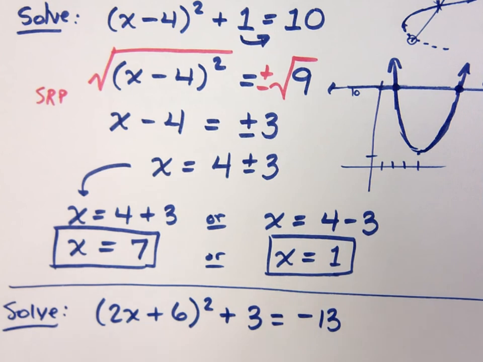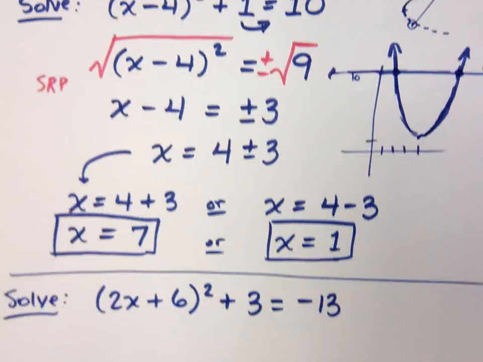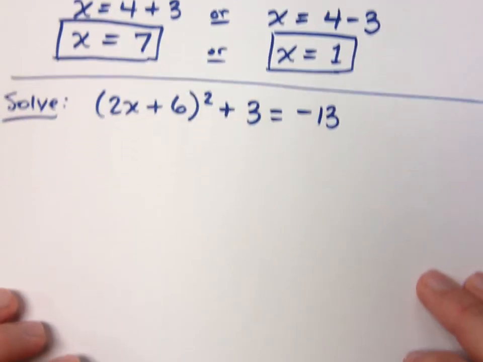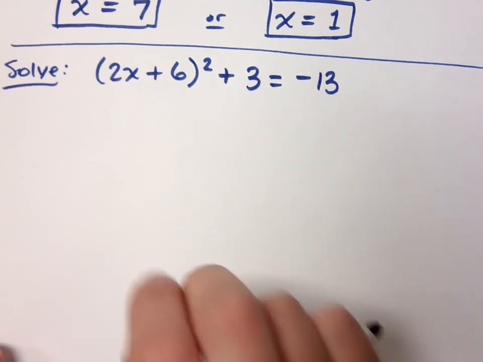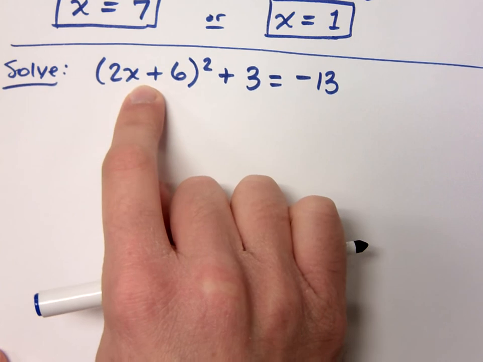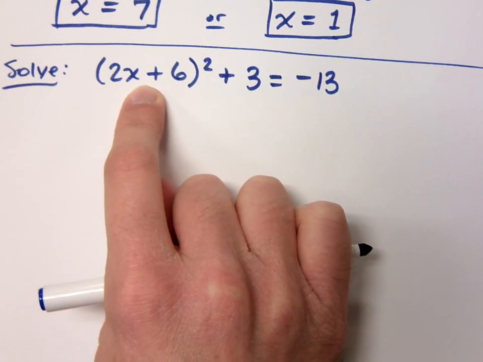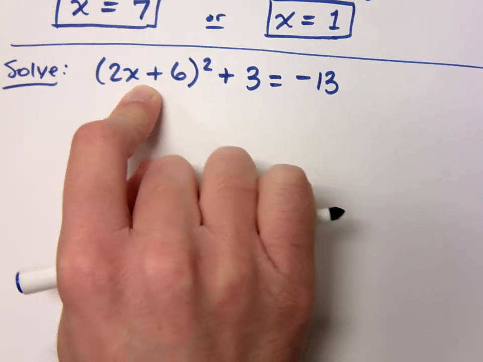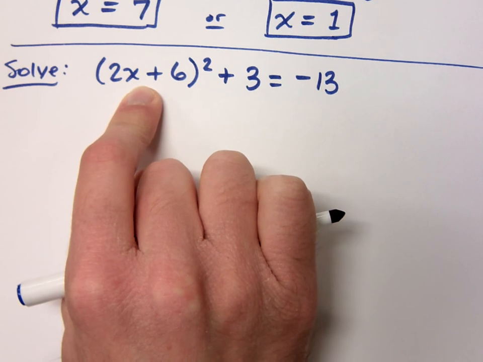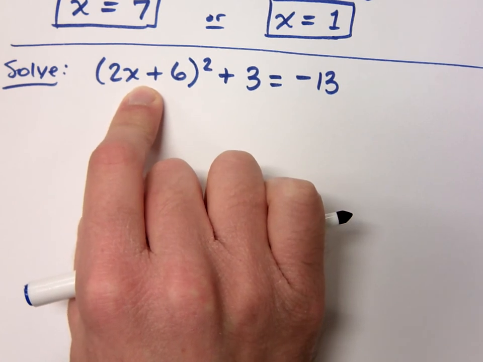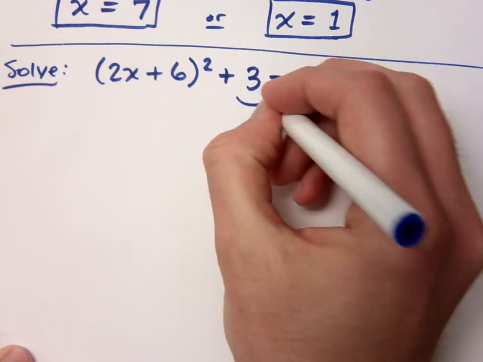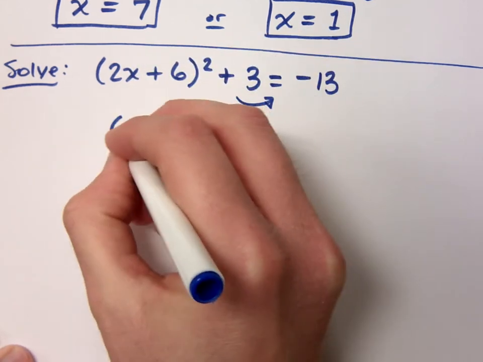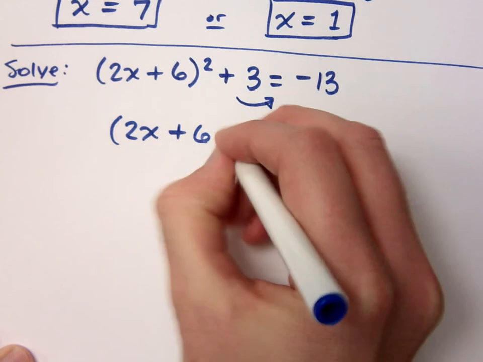Okay. Let's look at this example right here. 2x plus 6 quantity squared plus 3 equals negative 13. Notice that the only place I have a variable is contained within the square, right? When that's the case, that means the square root property is going to be involved. But before I use the square root property, what must I do first? Move the 3. I've got to move that 3 over, so when I do that, I have 2x plus 6 squared equals what?